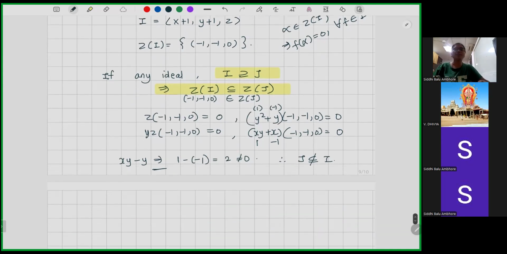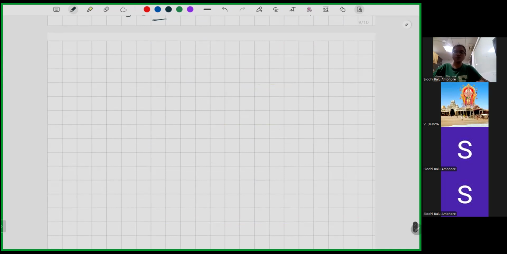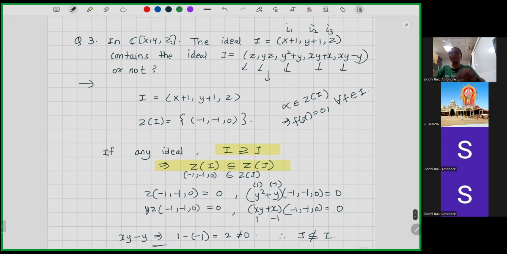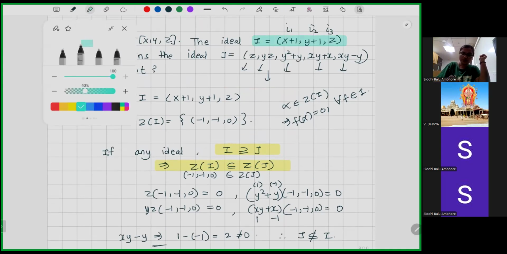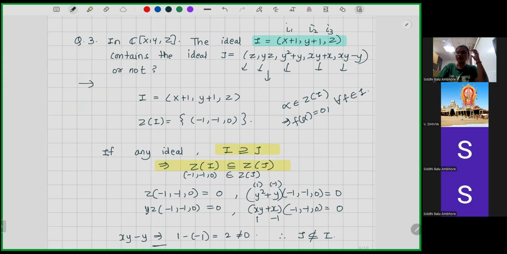I hope. If not, please let me know. Okay. So this is also the easier way. If I am asked to check whether some ideal is contained in maximal ideals of this form, then we know what the zero of this ideal is. It is just single.